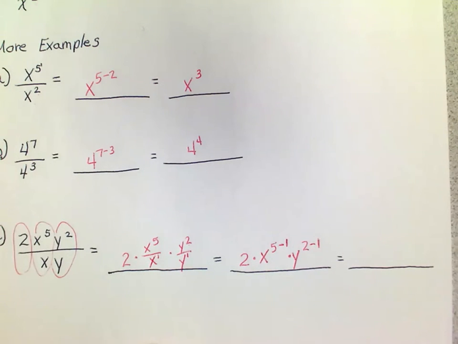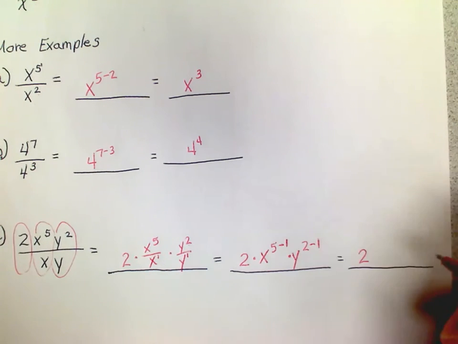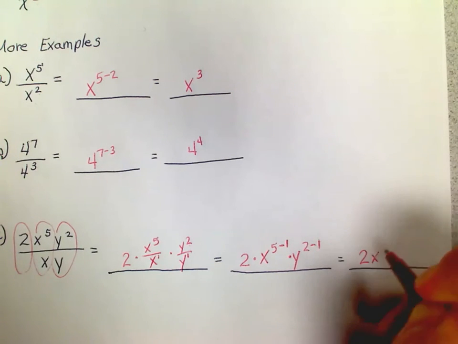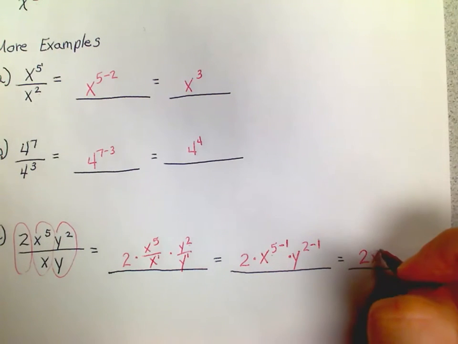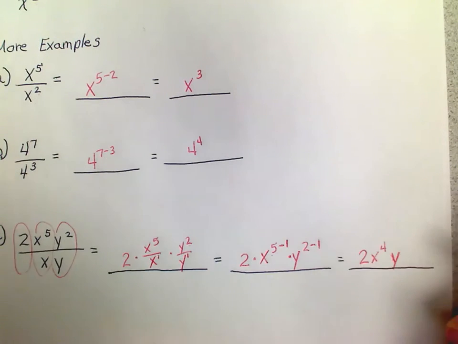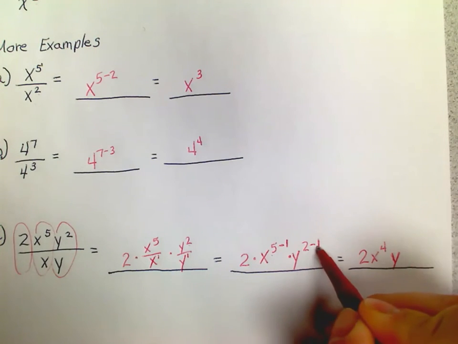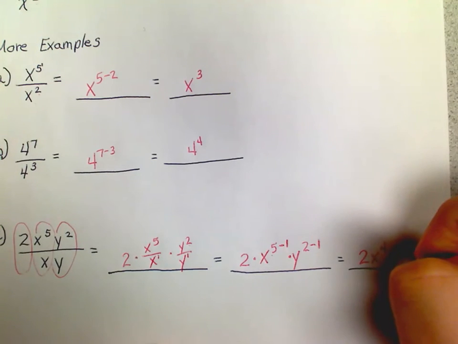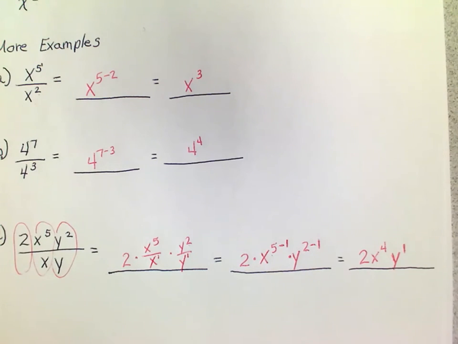So now we just want to simplify. 2, and then we have x raised to the 5 minus 1, or 4th power, and y. We have the power of 2 minus 1, that is just 1. You can write that 1, or you can leave it just as y. Either way does not matter.